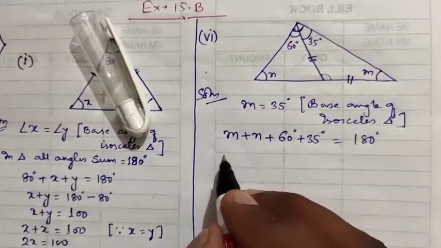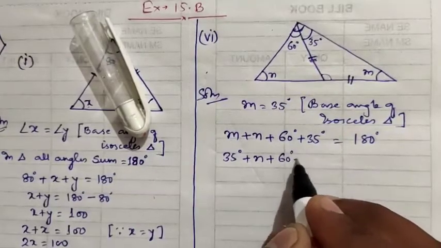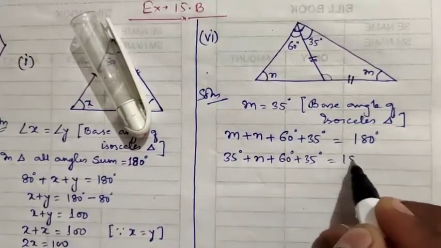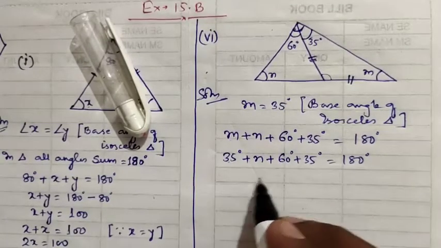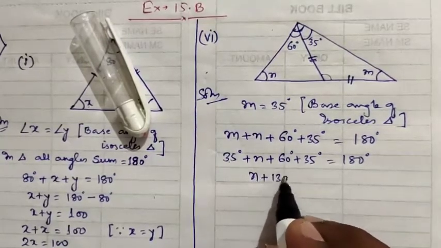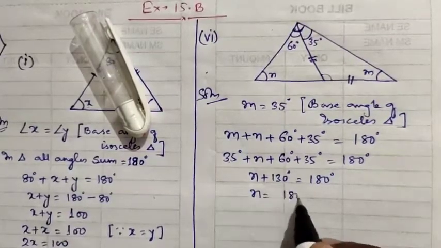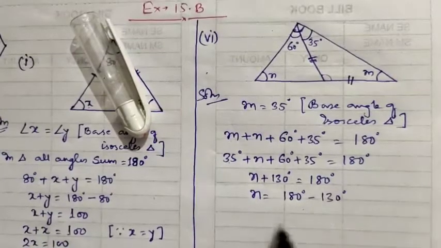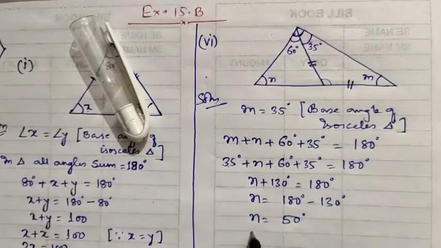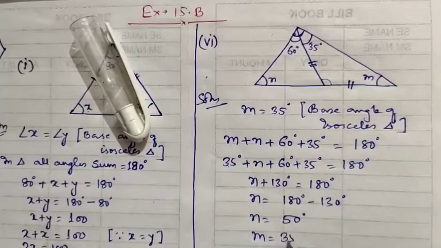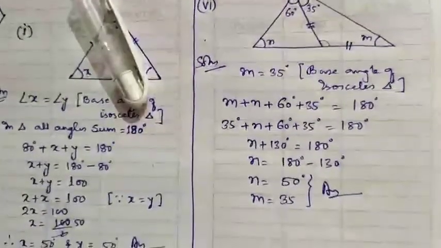Now we know the value of m is 35 degrees. So 35 plus n plus 60 plus 35 is equal to 180 degrees. 35 plus 35 is 70, plus 60 is 130 degrees. So 130 degrees plus n is equal to 180 degrees. n is equal to 180 degrees minus 130 degrees. Therefore the value of n is 50 degrees. Hence we have got the value of m also, that is 35 degrees. These two are the answers. Hope that this question is also clear.